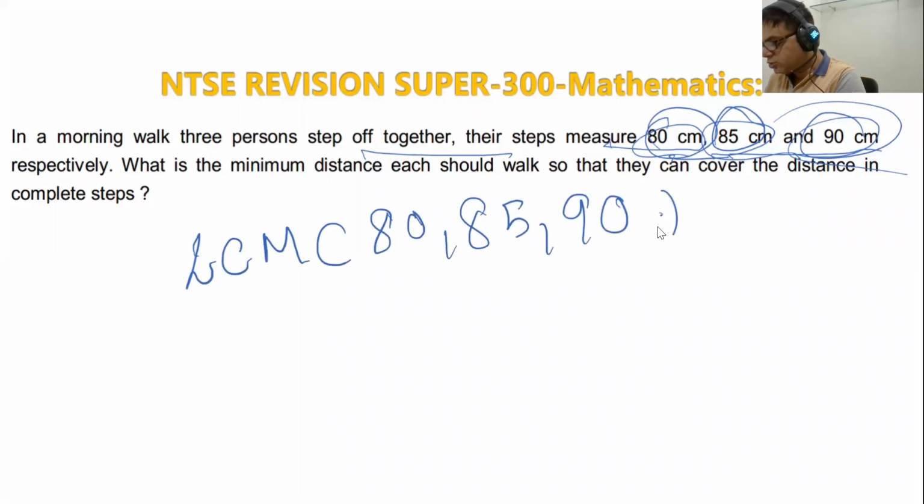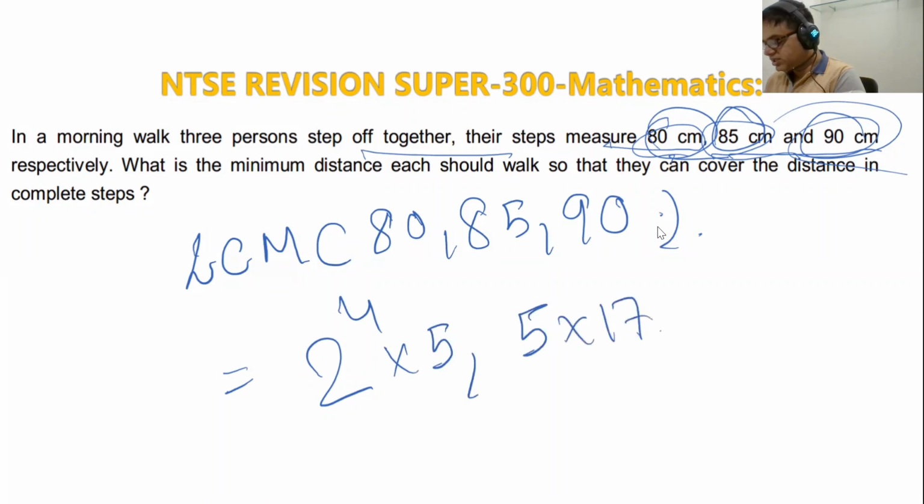Now do one thing, write this as 2 raised to the power 4 into 5. This will be 5 into 17. Okay, this will be 5 into 2 square into 3 square.